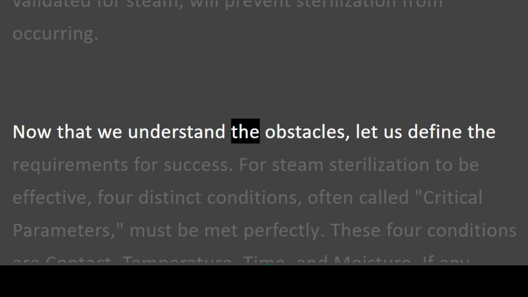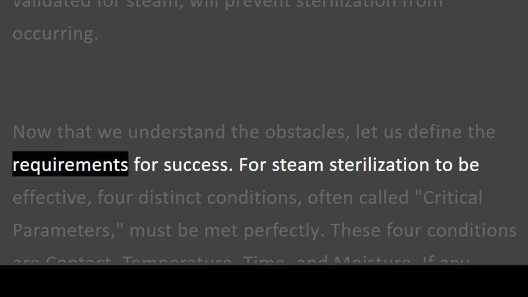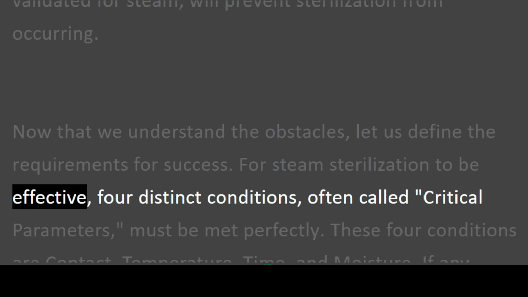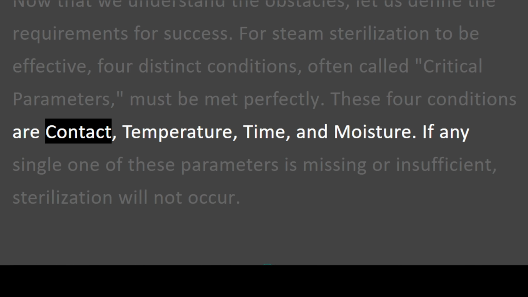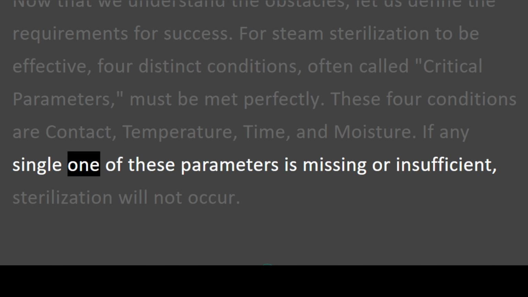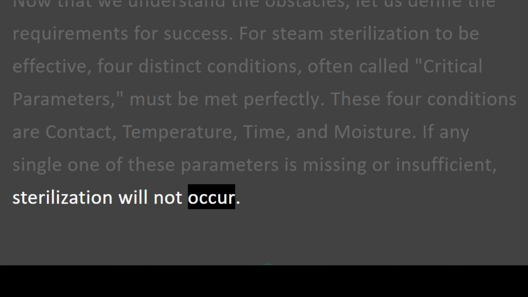Now that we understand the obstacles, let us define the requirements for success. For steam sterilization to be effective, four distinct conditions, often called critical parameters, must be met perfectly. These four conditions are contact, temperature, time, and moisture. If any single one of these parameters is missing or insufficient, sterilization will not occur.